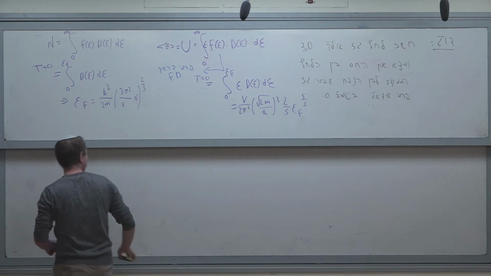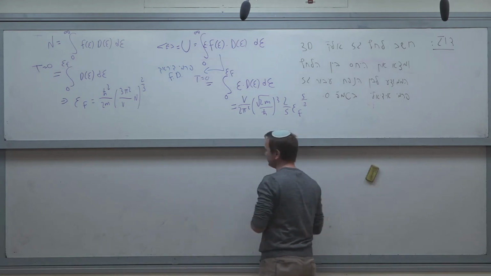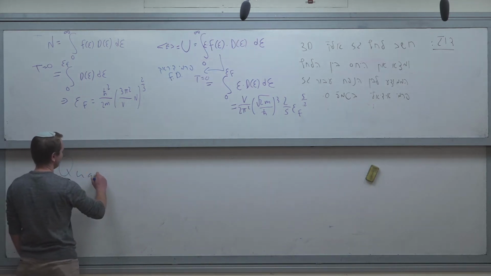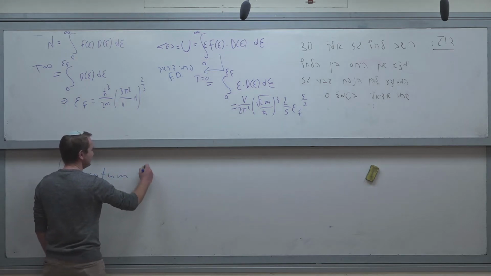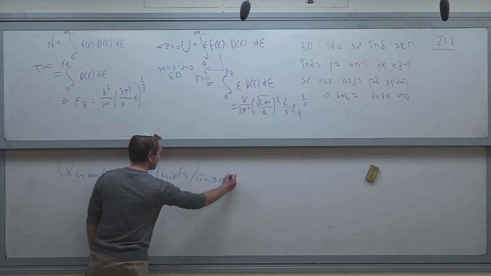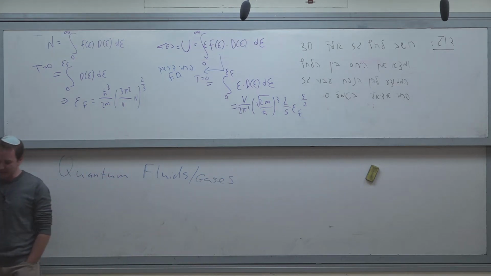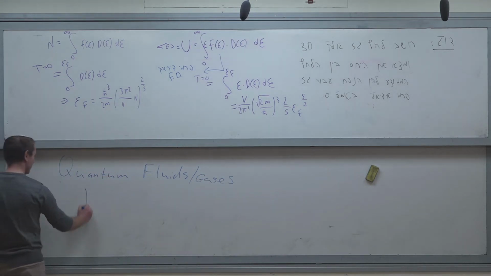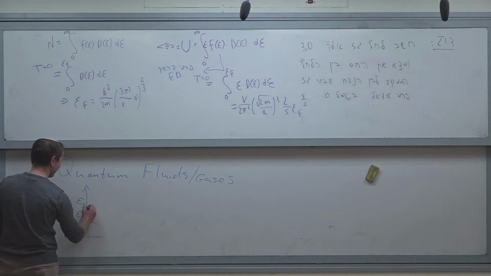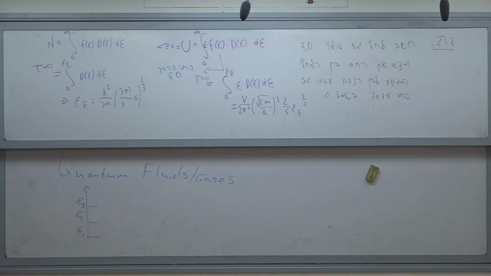I will just remind you where we're standing. We are dealing with quantum fluids or gases, and we are dealing with a very simple example of three states. Our energies were epsilon 3, epsilon 2, and epsilon 1, and we were dealing with fermions.